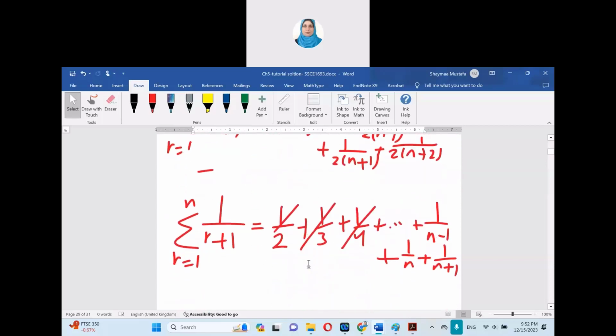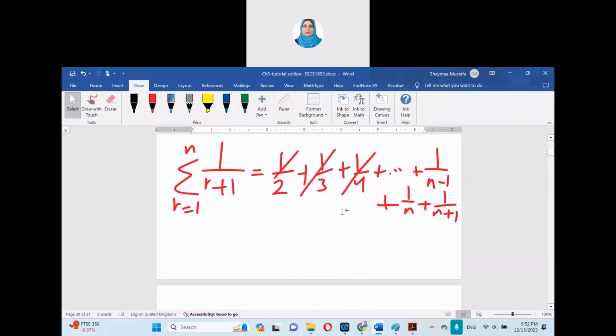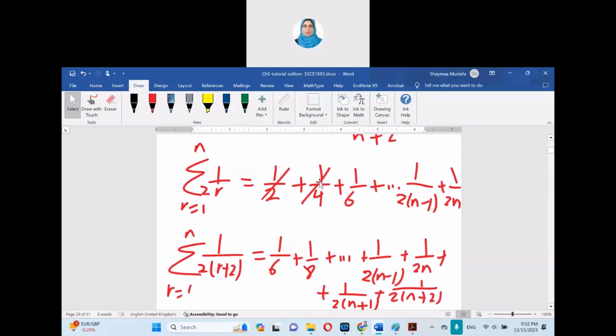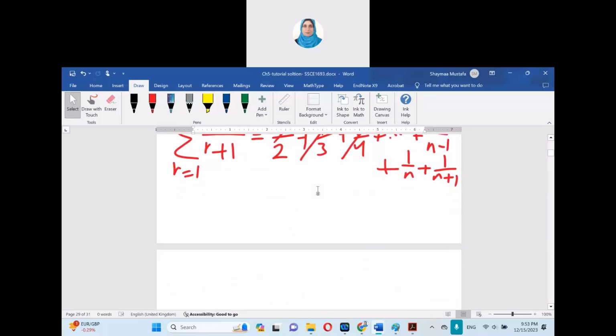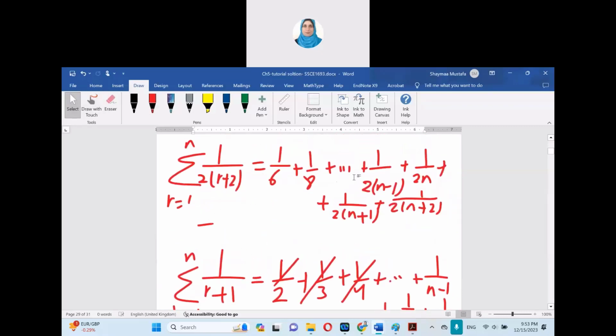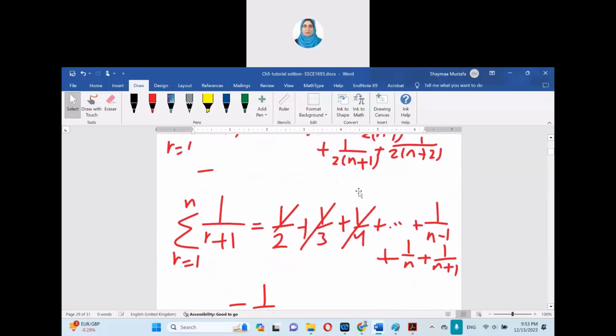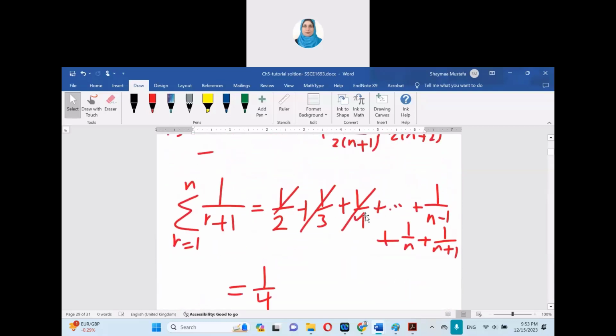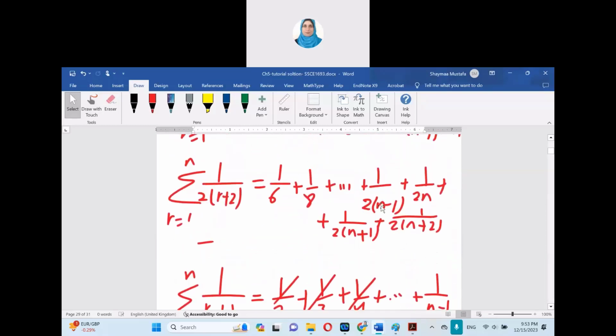Okay, and then 1/8 with 1/8 is 1/4. This 1/4 is already cancelled with this one, so we have another 1/4. So we have 1/4. Then 1/10 with 1/10 is 1/5, which will be cancelled with 1/5 here. So all the other terms will be cancelled.